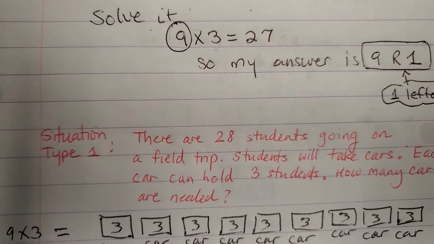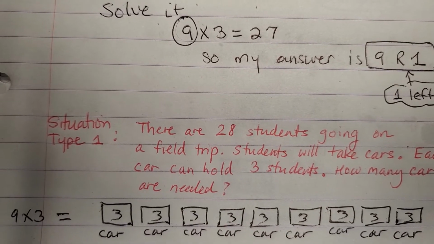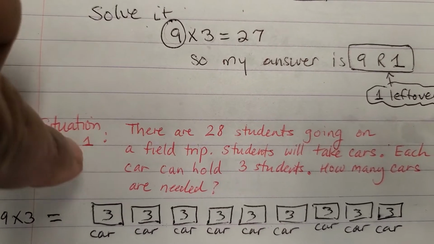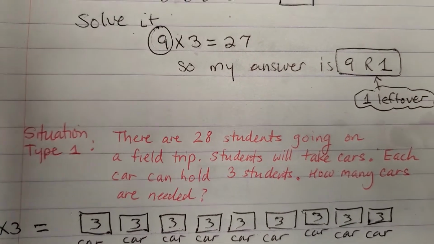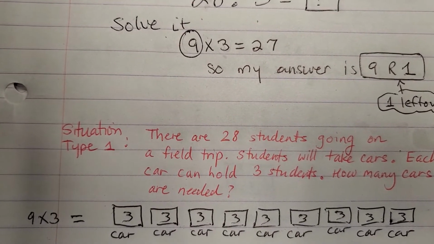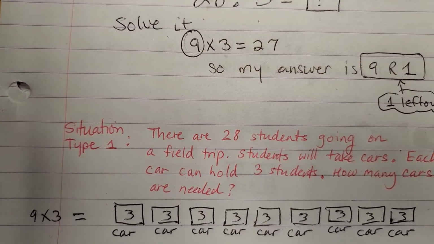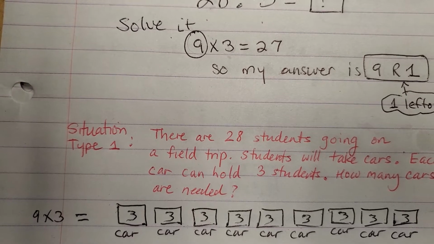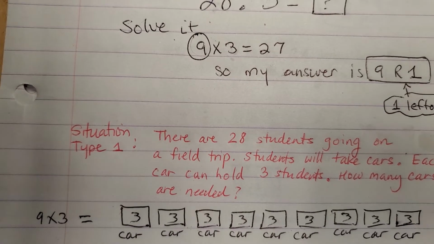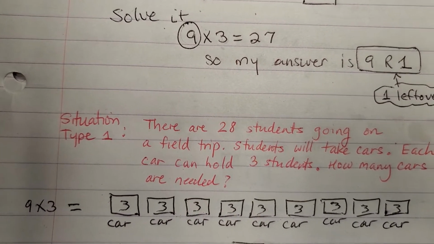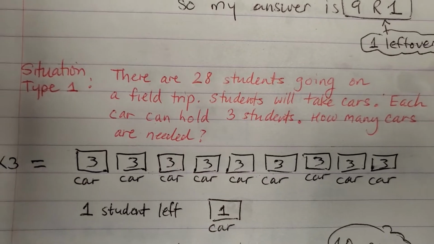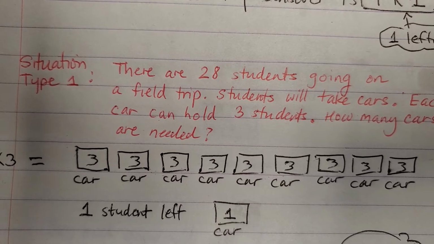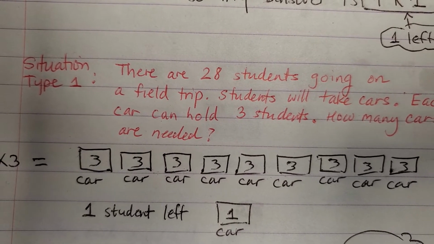But I know I can start with 9 cars with 3 kids each. So here's a car with 3 students, and another car, and another car. So 9 cars with 3 students because I know 9 times 3 is 27. But I got this one extra kid. Well, he or she cannot be left out. They have to go on the field trip. So I'm going to need another car, even though that one student will be in the car with whoever's driving it.